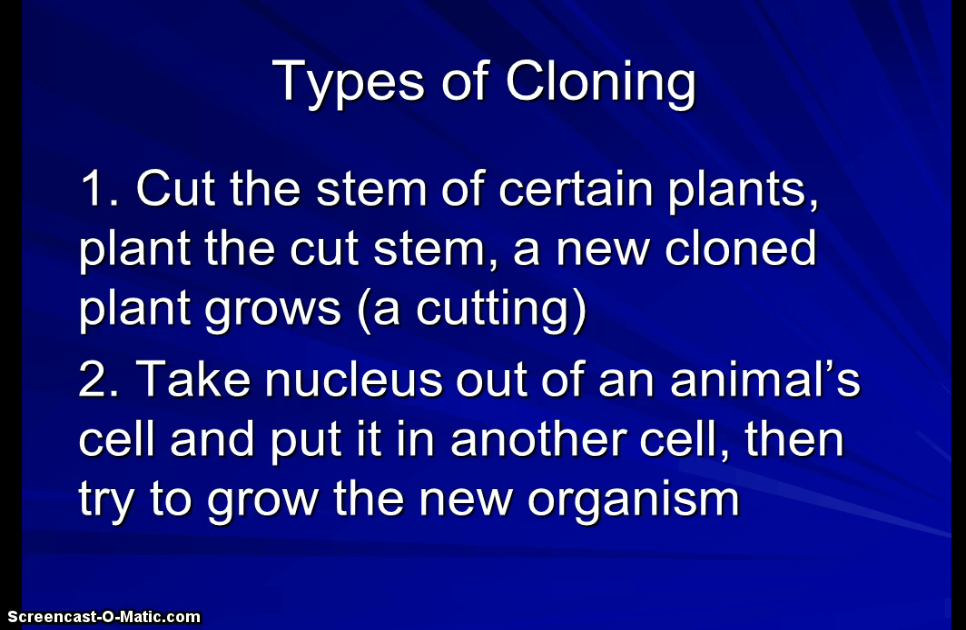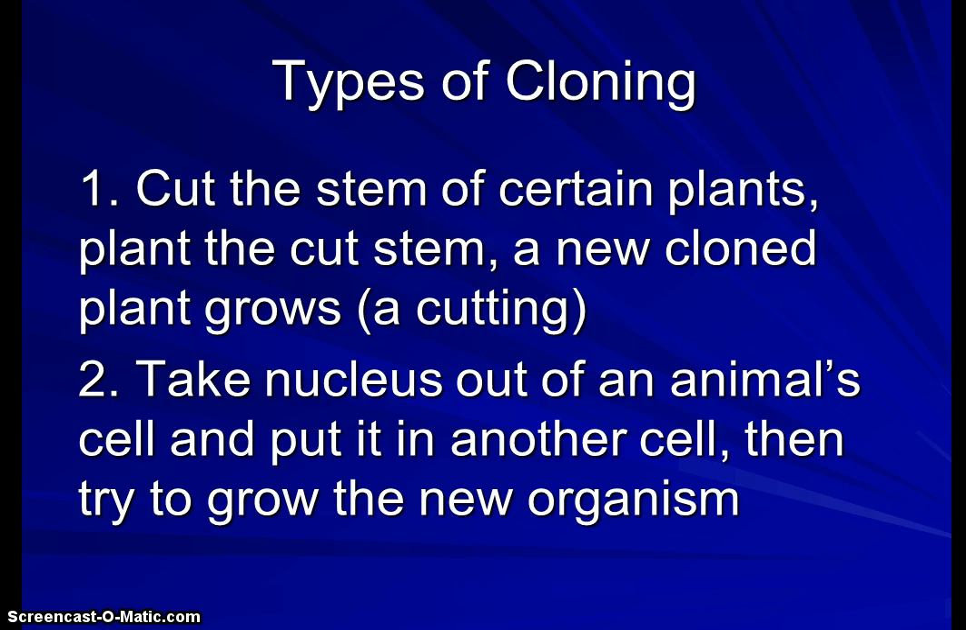And then we've talked about this. We saw the video on this, taking the nucleus out of an animal cell and putting it into another cell and then trying to grow the new organism. So number 2 was how we saw Dolly was made. They took the nucleus out of a cell, they put a different nucleus into the cell, and had that egg cell grow in a different sheep. Remember, it took 3 sheep to do that.